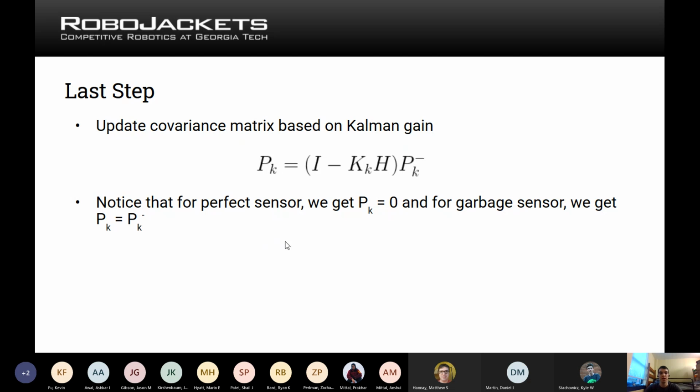So for a garbage sensor, though, what you'll see is that your previous estimate, the covariance matrix that you got before, is going to stay exactly the same. It's not going to get changed at all because the Kalman gain is going to be 0. And so the identity matrix times the covariance matrix is just the covariance matrix.